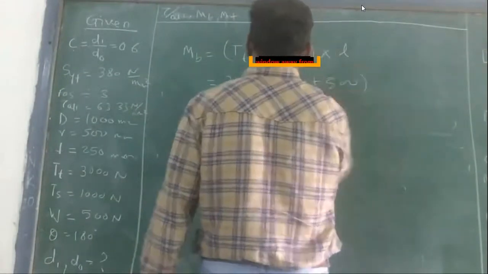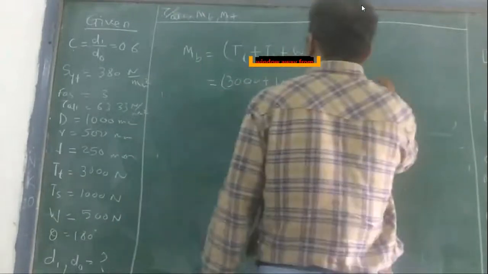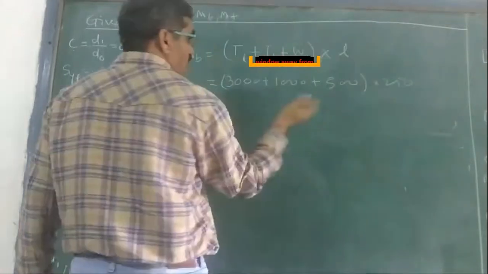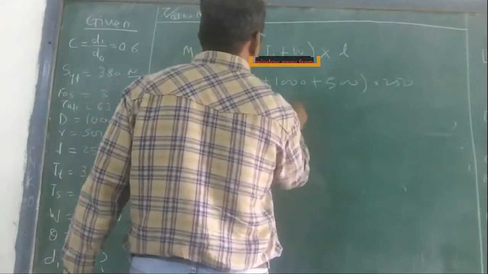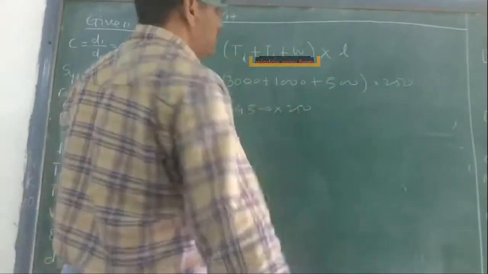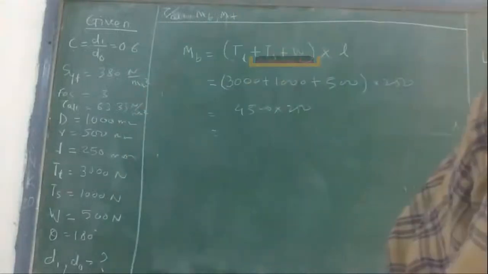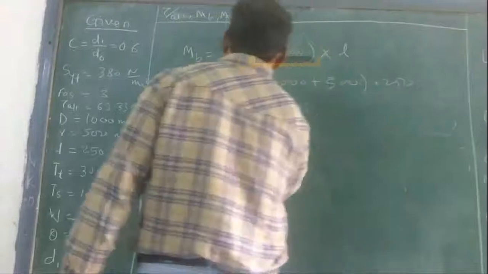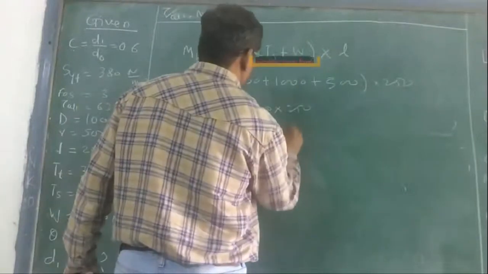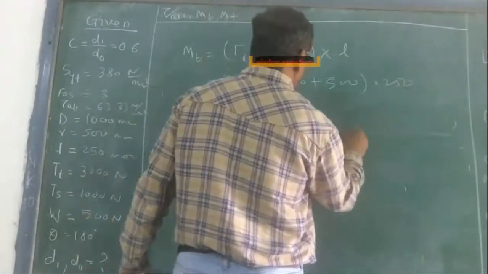It becomes 4500 into length, which is 250. So 250 is a quarter of it. So 4500 into 250, it's a quarter of this thing. So it comes down to 1125 into 10 raised to 3 Newton.